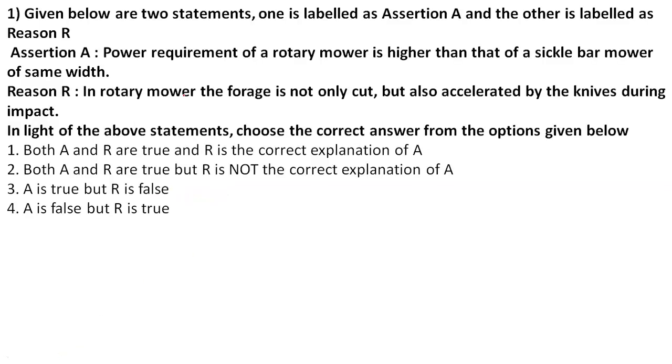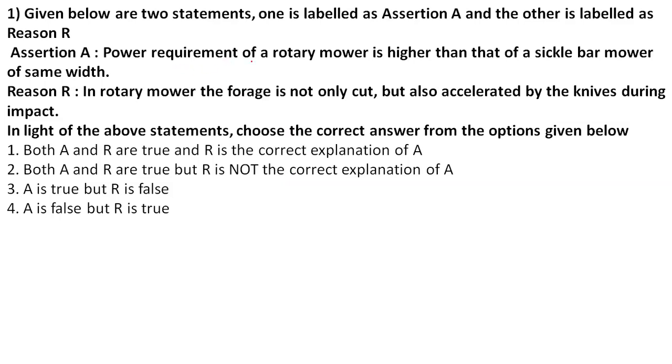So first question: given below are two statements, one labeled as assertion A and the other labeled as reason R. There are assertion-reason questions in the examination to reduce your marks, so you should read them carefully before getting into the answer.